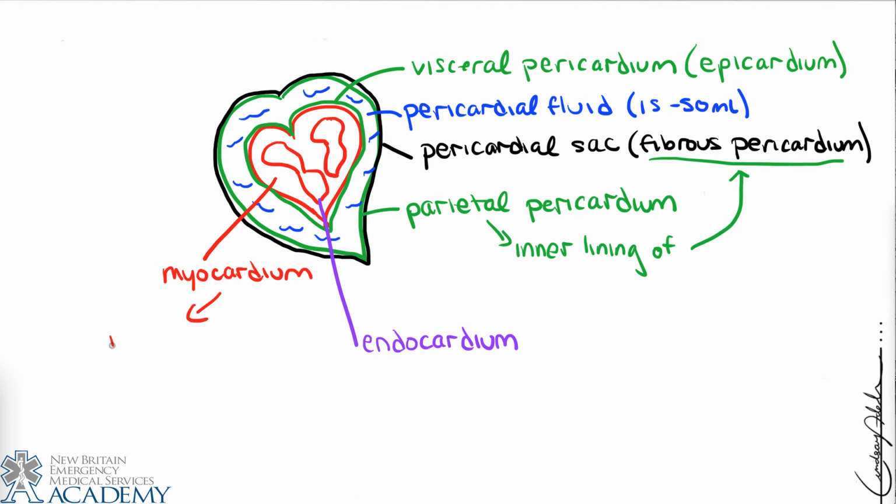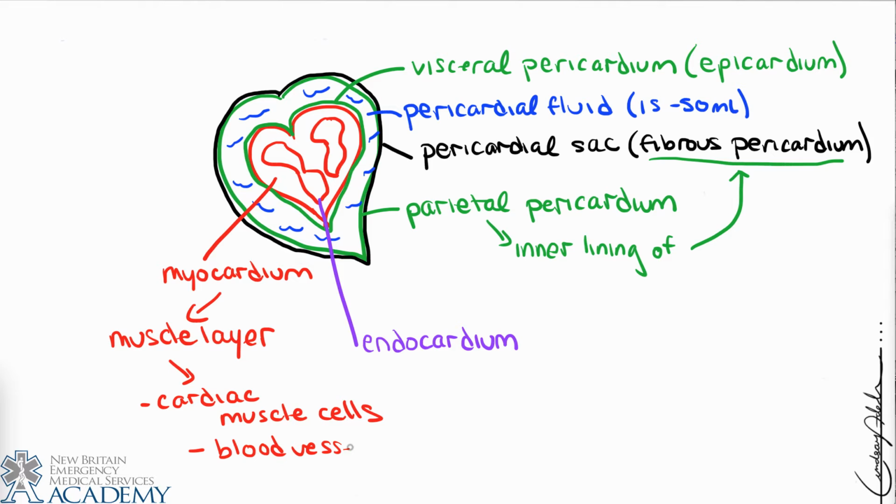So myocardium is the muscle layer. Myo meaning muscle and cardium meaning heart, so heart muscle. And it's comprised of many cardiac muscle cells. And then in addition to that, there are some blood vessels and nerves that are intertwined within this tissue layer.